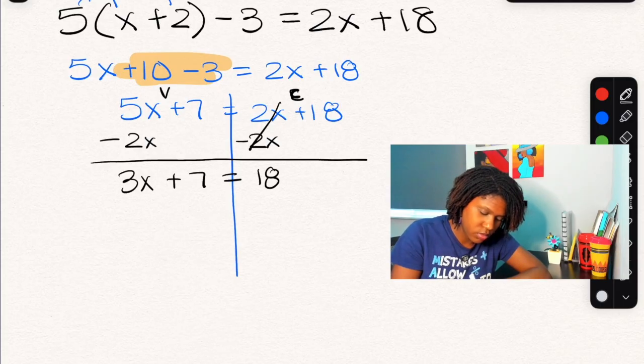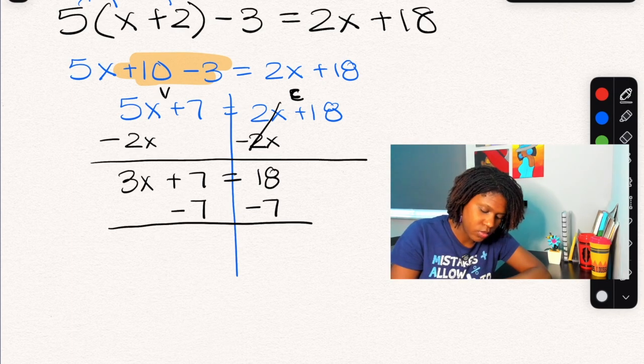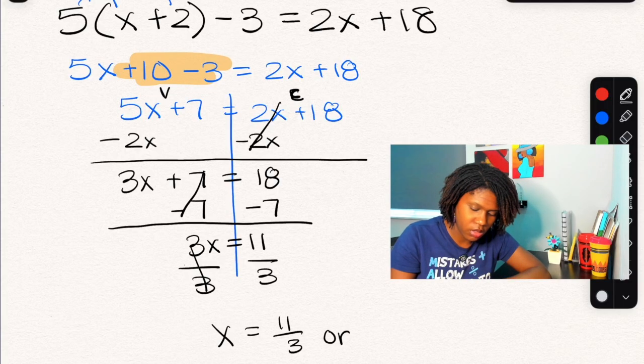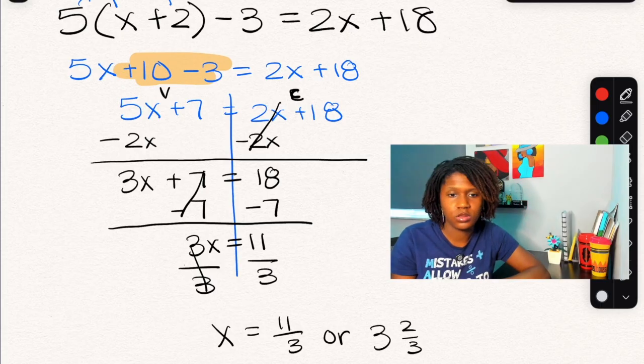Then we're going to get rid of the plus 7 by subtracting 7 on both sides. We have 3x is equal to 11. And lastly, isolate the variable by dividing by 3 on both sides. And x is equal to 11 over 3, or 3 2/3.